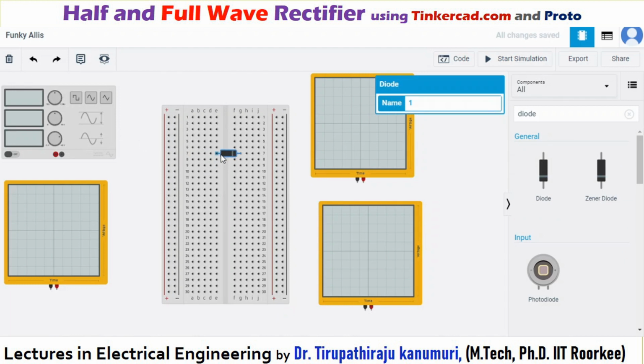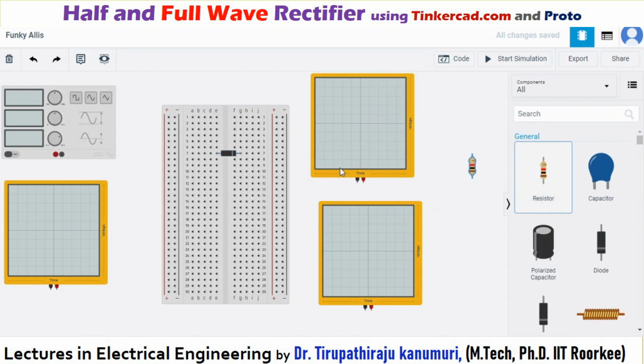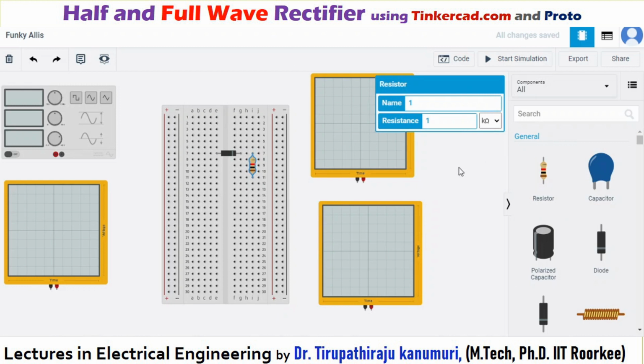So after rotating, I am just placing it somewhere. I have placed it. So then I need a resistor. For this, just delete everything. Generally, it will be there on the top only. So the resistor I have connected as my output. The resistor value I am taking as 1 kilo ohm.